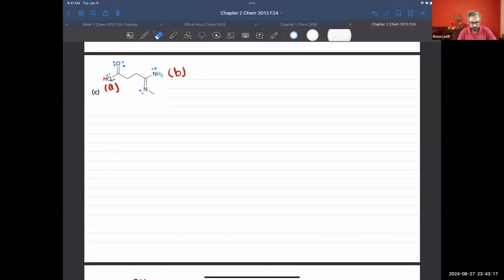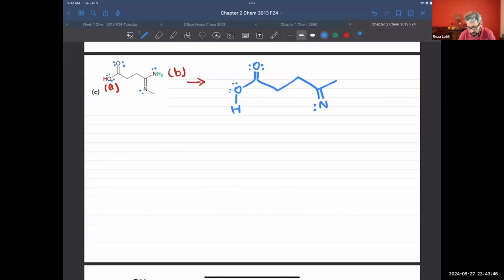So I'm going to go after B. Let's remove that hydrogen, and we're going to get this. We're going to get oxygen attached to carbon, and oxygen has a double bond there, 2 lone pairs. This oxygen has 2 lone pairs and 1 hydrogen. Here we have carbon, carbon, carbon. Then down here we have nitrogen, the lone pair, and methyl.